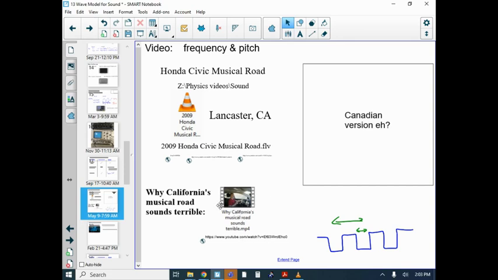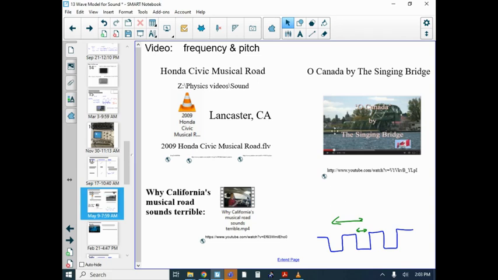But yeah, take a look at that link. It's just kind of neat to see. But the idea is, as the tires are going over this, they're just hitting at a certain frequency, which sounds like a certain tone. And I should be able to get away with this one, no problem.